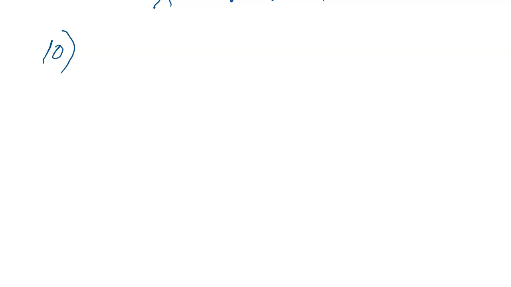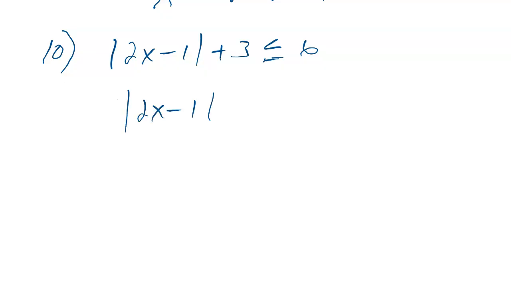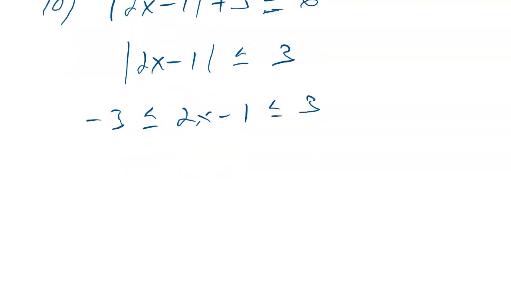On to 10. So I get the absolute value of 2x minus 1, plus 3, is less than or equal to 6. In solving this, the absolute value of 2x minus 1 is less than or equal to 3. Again, I want the distance to be within 3 units. So that means I can do negative 3 is less than or equal to 2x minus 1, which is less than or equal to 3, like this. And then I solve each one.